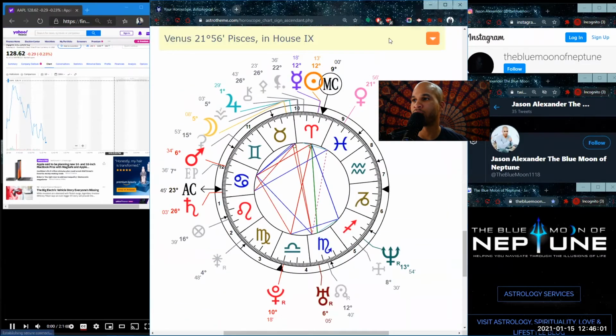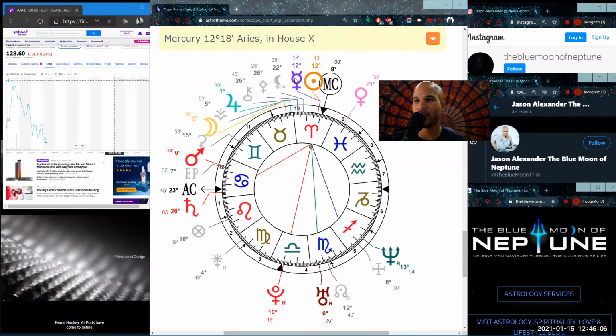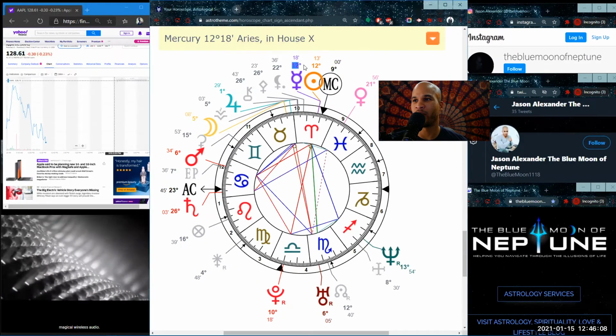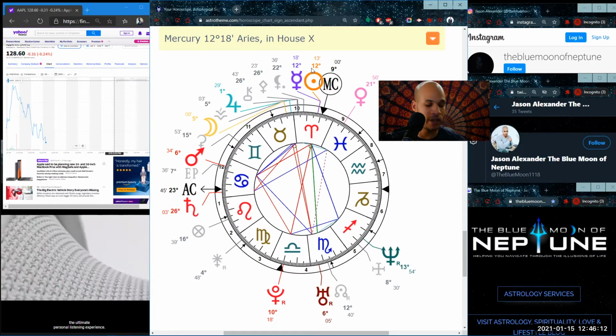First of all, I do want to mention that Mercury is conjunct the sun. You see right here, they're both at 12 degrees. That's awesome. Mercury is literally our intelligence.